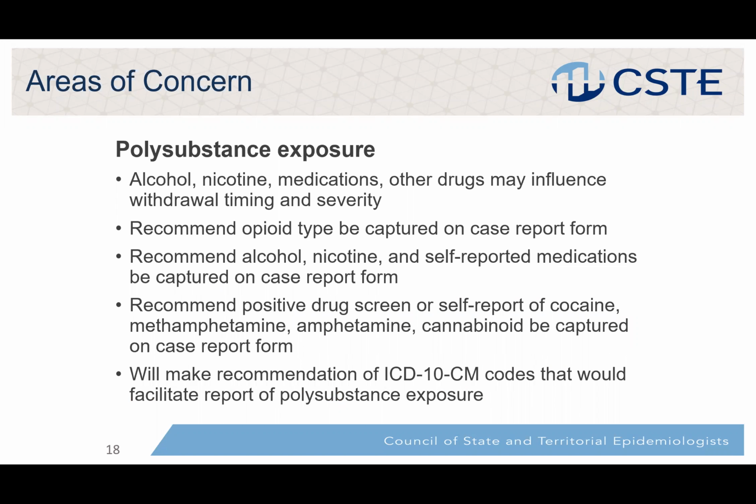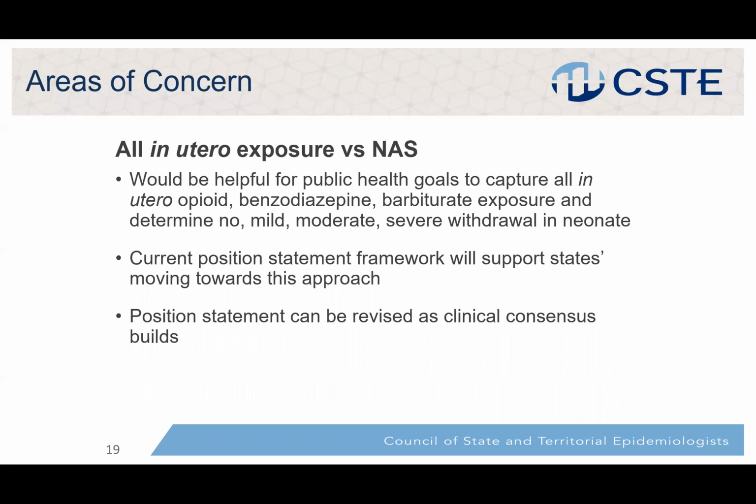Polysubstance exposure. We feel it's important to not only capture opioids, but also benzodiazepines, barbiturates, alcohol, nicotine, other medications, methamphetamines, amphetamines, cannabinoids, marijuana use, all of those. So we're recommending that those types of exposures be captured on the case report form. And it's up to states to determine what that case report form will look like. Next slide. It's also helpful for our public health goals to capture all in utero exposures and to determine whether there were no, mild, moderate, or severe withdrawal signs in the neonate. So we hope going forward that we have a statement framework that will support the states in moving toward that approach and to allow for clinical consensus to be built.